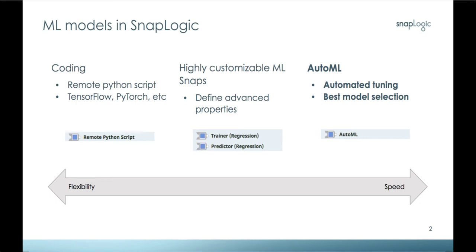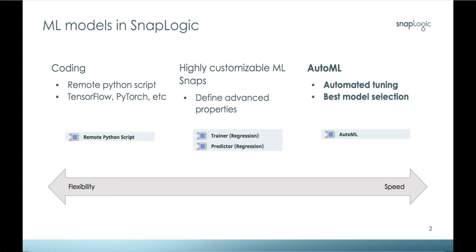customers out there. So in the middle of the page, we provide highly customizable machine learning snaps. For instance, we provide the trainer and predictor regression snaps that allow you to very fine-grainedly specify the advanced properties that go into training and predicting with those models.